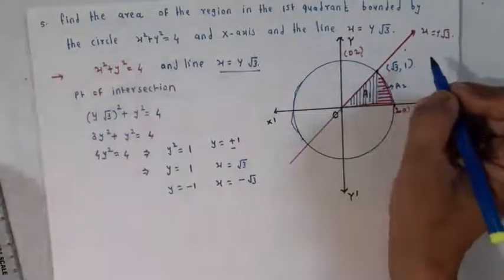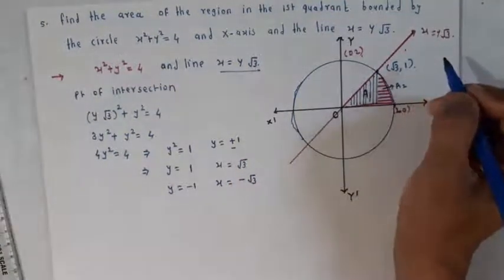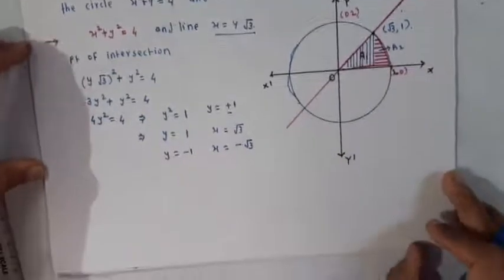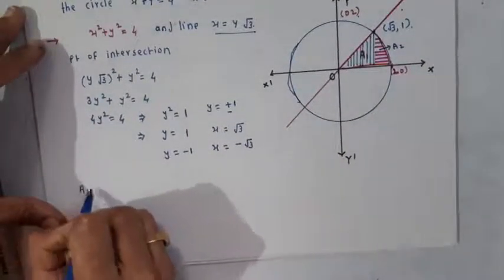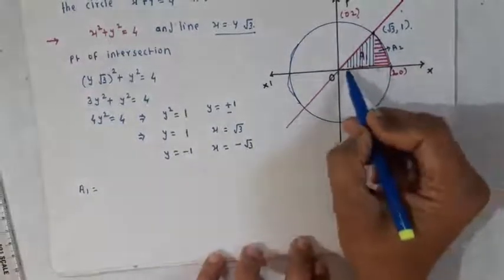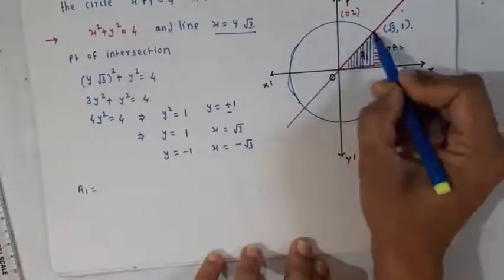Okay, now let's find out the area A1. So area A1 is the area due to the line.